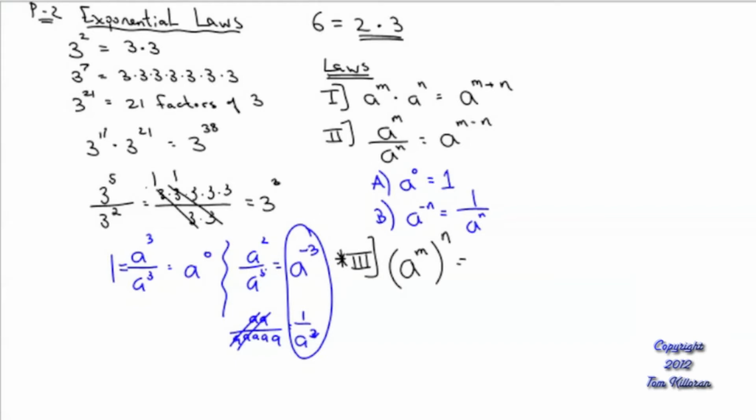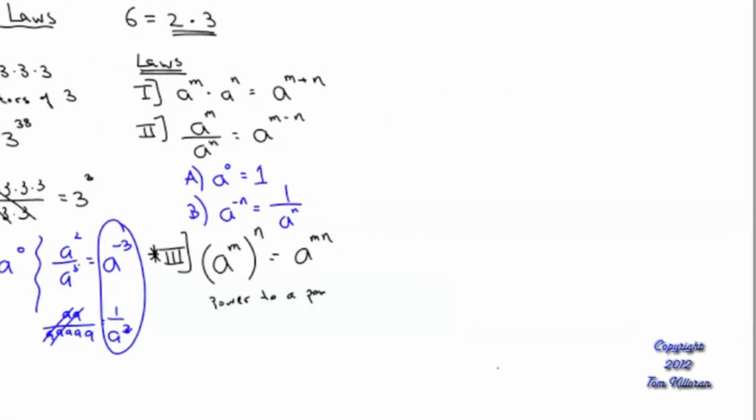Well, this is n factors of a to the m. That's how you would read it. It's n factors of a to the m. But a to the m is m factors of a. So this becomes n factors of m factors of a. So what operation do you think you use with the word of? Multiplication. If you have 100 of dozen eggs, then it would be 100 times 12 would give you 1200. So this becomes a to the mn. So power to a power, multiply.